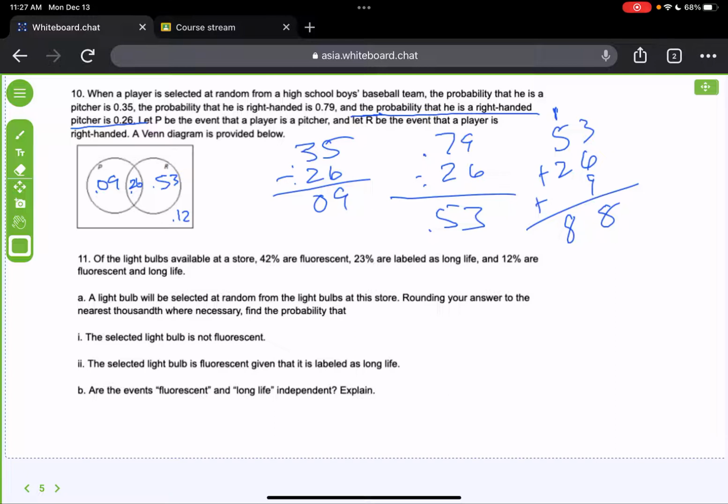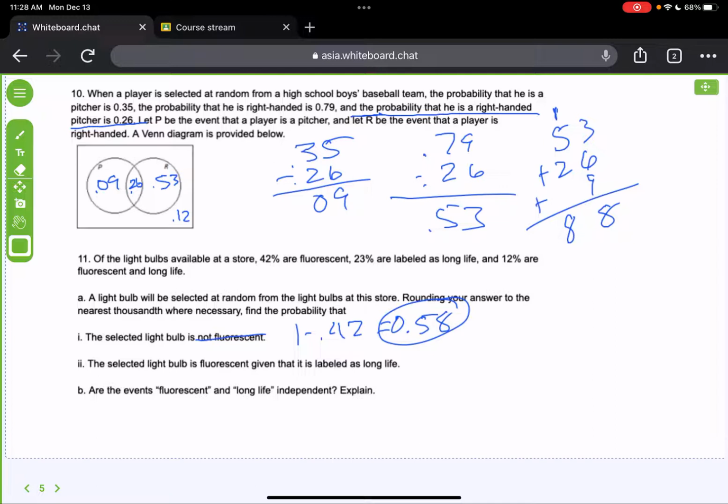Number 11 says, of the light bulbs available at the store, we've seen this one several times. 42% are fluorescent, 23% are labeled as lifelong, and 12% are fluorescent and lifelong. Now, A says a light bulb will be selected at random from the light bulbs at this store, rounding your answer to the nearest thousandths when necessary. Find the probability that the selected light bulb is not fluorescent. Well, if it's not, that's the complement of fluorescent. So we would say 1 minus 0.42, and that would be 0.58.